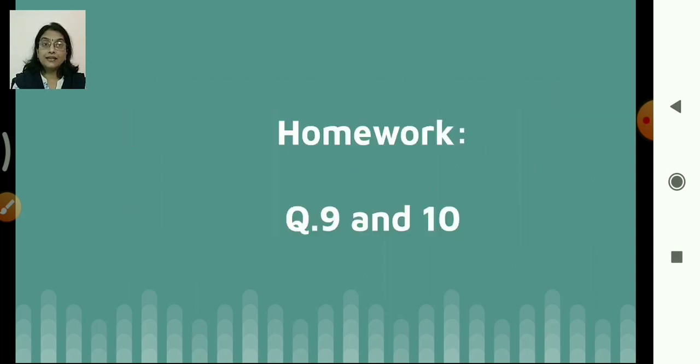Okay, then it's homework for you. The 9th and the 10th question from this exercise is homework for you. If you have followed, you will be able to do it very easily. It is very simple, and I'm sure you'll be able to do it. Okay?